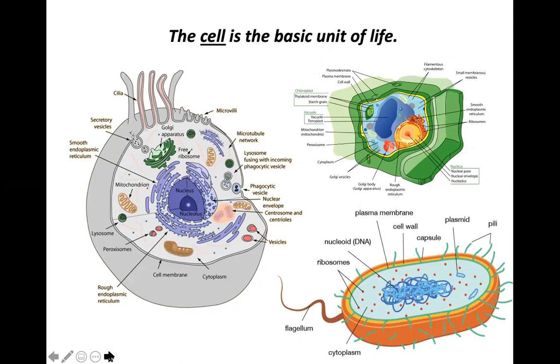We talked about a bacterial cell a little bit yesterday with a prokaryote, and then up here you see both an animal cell and a plant cell. What did we say about an animal cell and a plant cell yesterday? Animal cells are more round, and a plant cell is more square, okay?